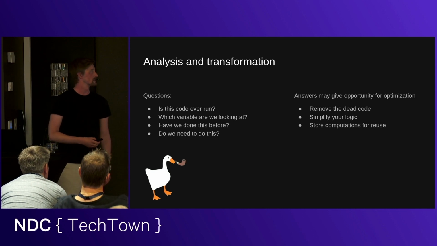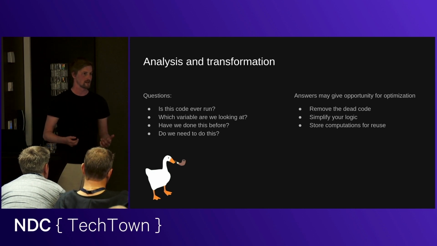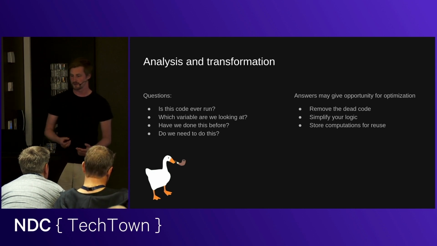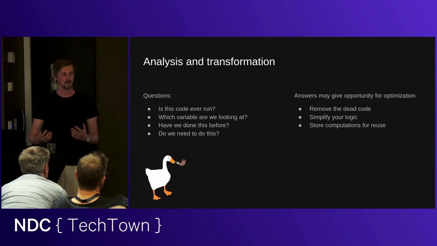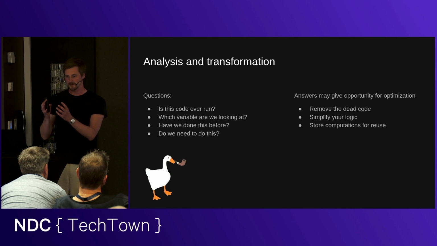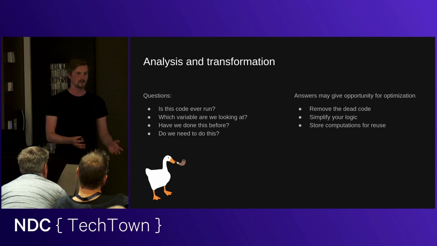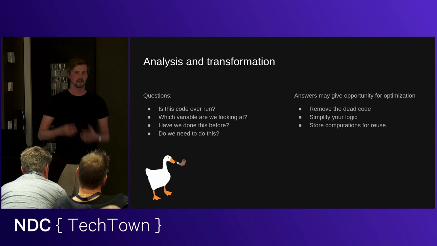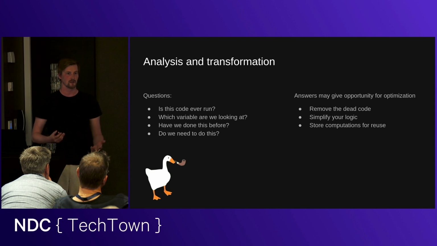So in the middle end, when we do our analysis and transformations, we just ask questions about the code. Is this piece of code ever run? Is this variable what I think it is? Have you done this before? Or maybe, do we even need to do this? And if you can find answers to these questions, then maybe you have found yourself an opportunity to optimize something.